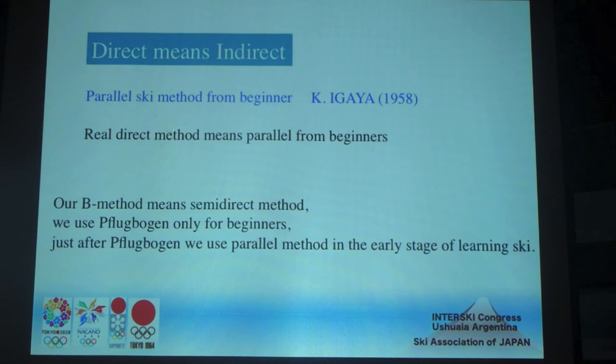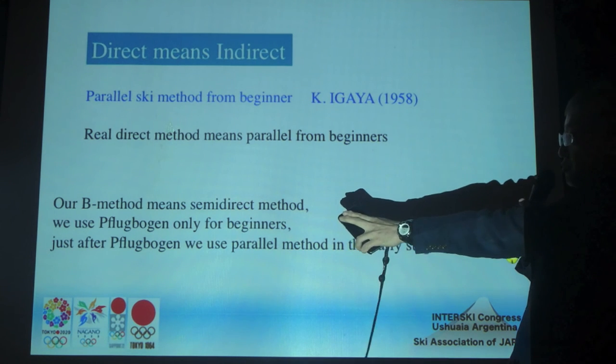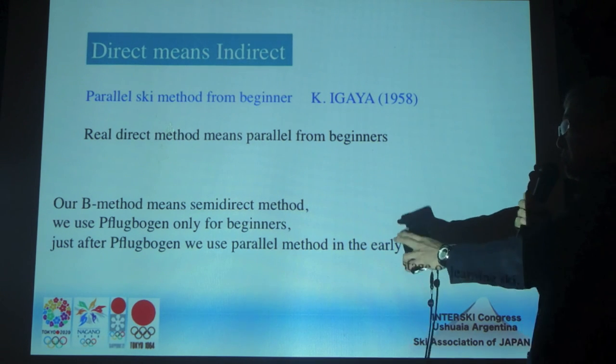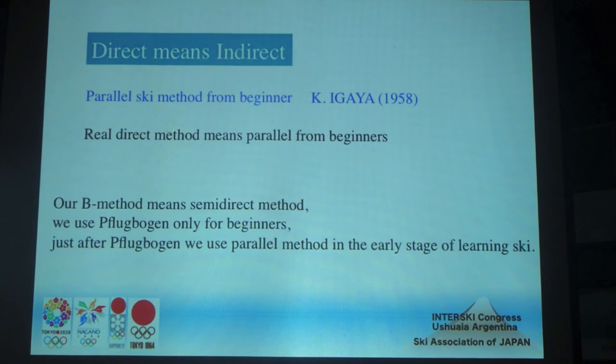Parallel from the beginning. But now our B method means semi-direct method. We use Prüfbogen only for beginners. So just after Prüfbogen, we use the parallel method in the early stage of learning skiing.